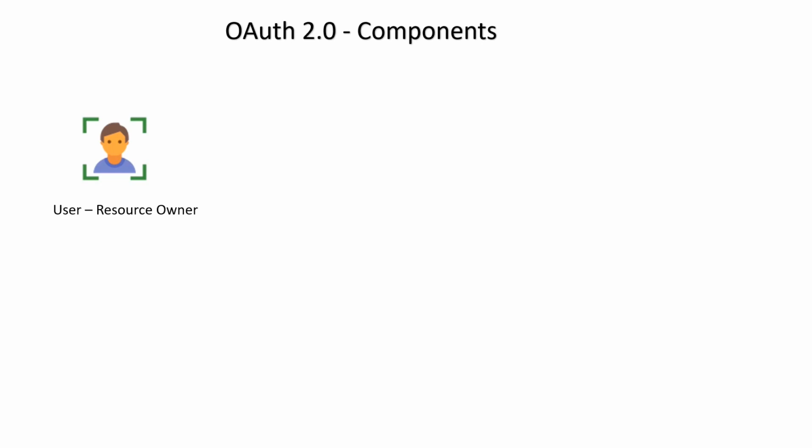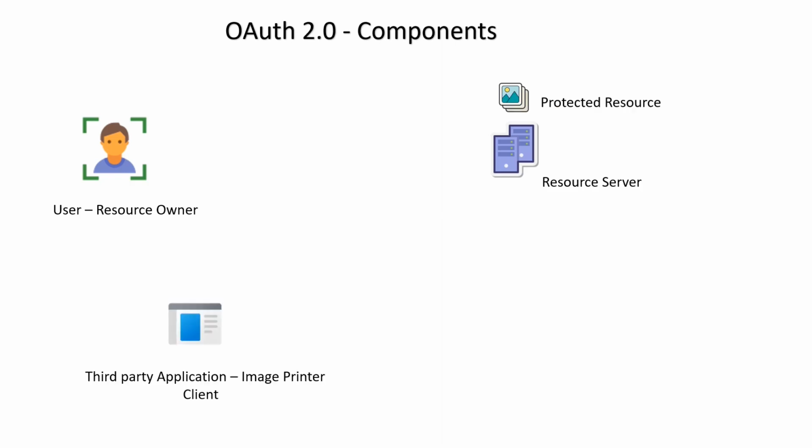Let's take an example of a photo application. Suppose a user has many pictures or photos, which have been saved by the user on a resource server, right? Here you are seeing two components of OAuth 2.0. First is the user, or resource owner. The photos are the protected resources, and they have been saved by the resource owner, or user, on the resource server, right?